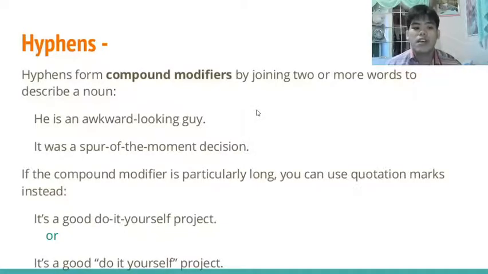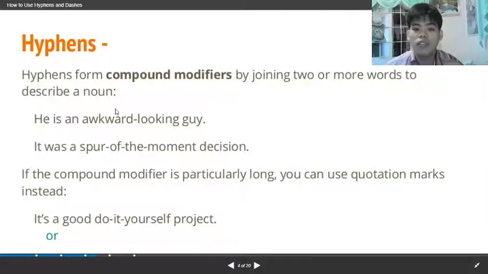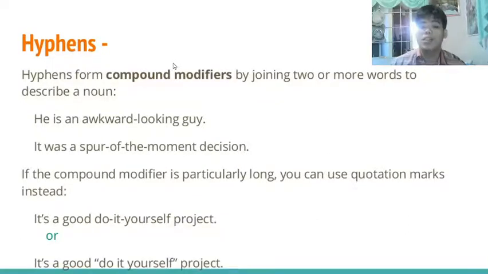So, hyphens form compound modifiers by joining two or more words to describe a noun. So, he is an awkward-looking guy. So, we have two modifiers, only modifying one subject or one noun. So, we combine them using the hyphen.